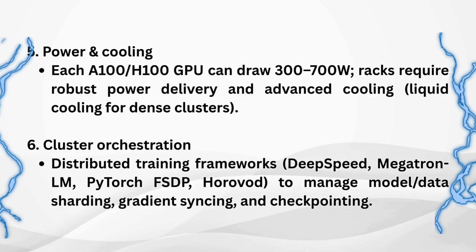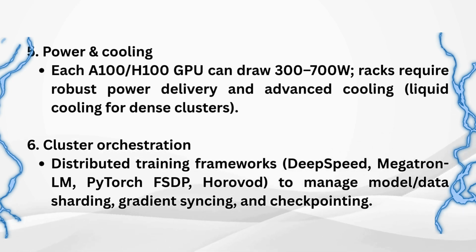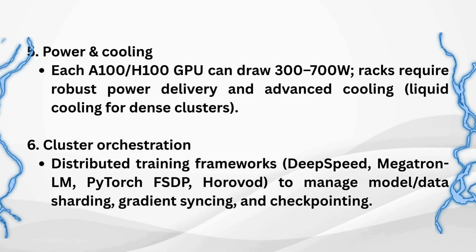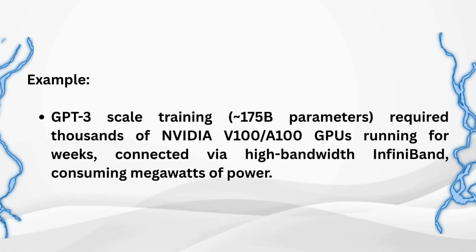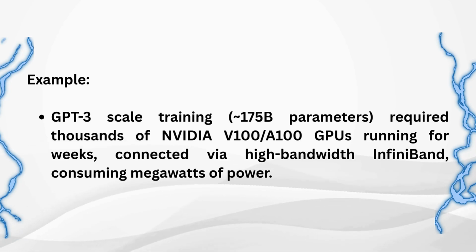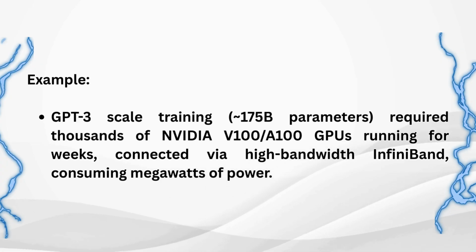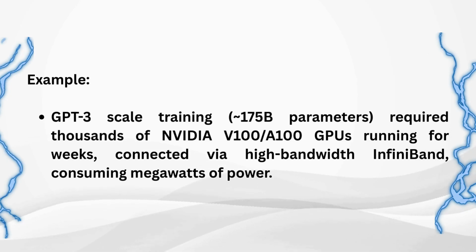Sixth, cluster orchestration: distributed training frameworks like DeepSpeed, Megatron-LM, PyTorch FSDP, and Horovod to manage model and data sharding, gradient syncing, and checkpointing. An example is GPT-3 scale training, approximately 175 billion parameters, which required thousands of NVIDIA V100 or A100 GPUs running for weeks, connected via high-bandwidth InfiniBand, consuming megawatts of power.